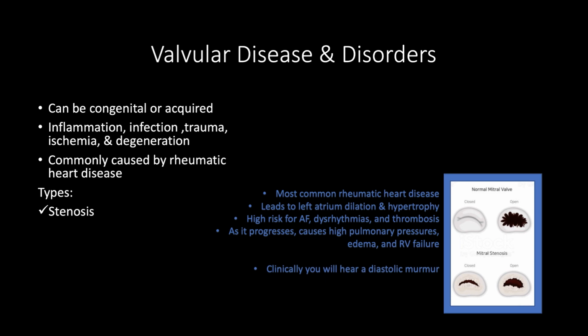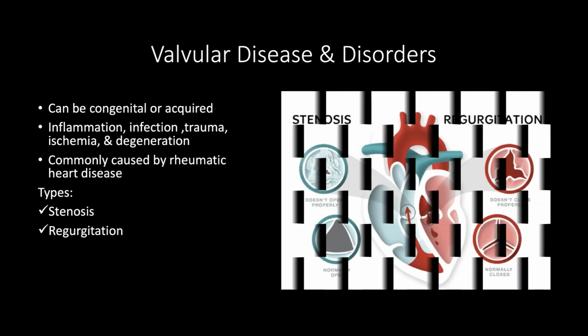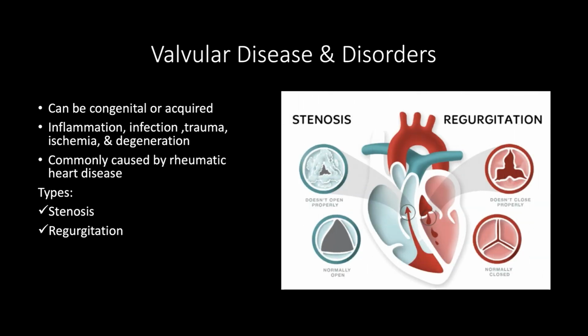With these patients, you'll hear a diastolic murmur. Treatments include coagulation therapy, heart rate control, and even valve replacement. Now, when we're talking about regurgitation, we've got the stenosis that we were just talking about, where things don't open properly. Regurgitation, we're going to talk about where things don't necessarily close properly.